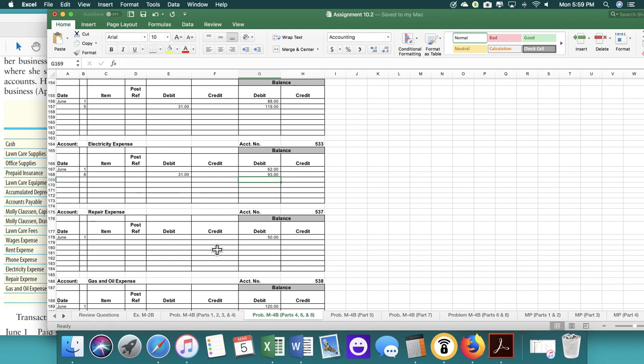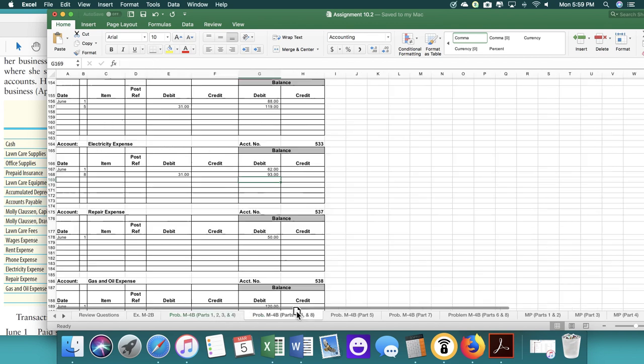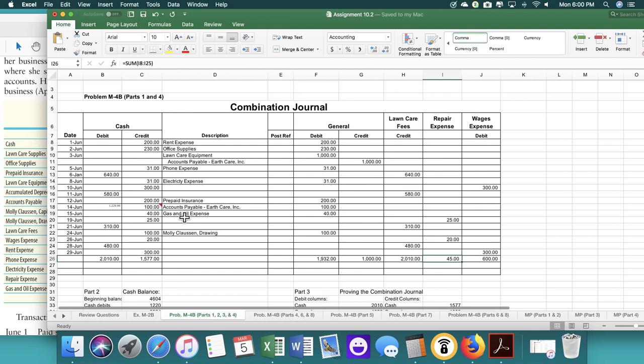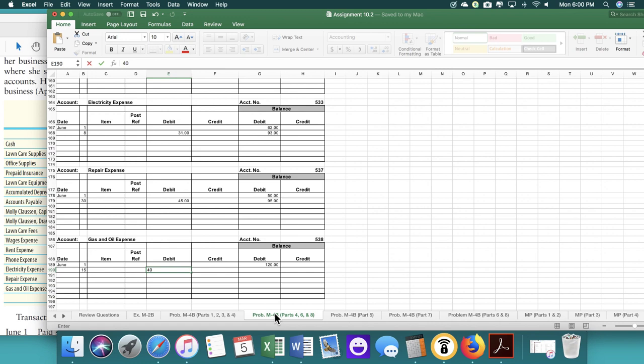Sure, I'm not missing anything. Repair expense. We did have a repair expense. So we have gas and oil. Repair expense is going to be one for the end of the month for $45. So that's $95. Gas and oil expense. Had one on the 15th. And that was $40. So that's $160.